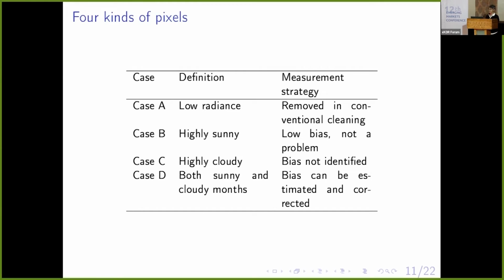So what we do is we look at all the pixels in India and break them up into 4 kinds of data. Number one, case A, where you know by definition there's low radiance, and that low radiance is typically removed in the conventional cleaning. Our method will not touch it. Case B is a highly sunny spot where there is sunlight all the time, there are no clouds. It's a low bias, so we say let it be. Case C is where it's highly cloudy throughout the year, like Singapore. Singapore has got cloud cover all the time. So if we had to say what is the bias in Singapore's radiance, it would be very difficult to tell from the satellite data. So we say we cannot identify this bias, so we leave it alone. And the last one is case D, which is Bombay, with both sunny and cloudy months, where we can use the data to estimate a bias and then apply it.